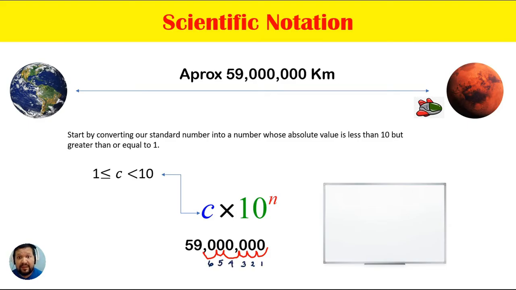Remember, we need a number that is less than 10 but greater than or equal to 1. So I'm going to move the decimal point one more time. 6 times, 7 times. Yes, that number 5.9 is smaller than 10 and greater than 1. Now, to complete the scientific notation, we need to show that this number 5.9 is being multiplied times some power of 10. The power will be the number of times that you move the decimal point, the number of times that you divide by 10. So in this case, 7.